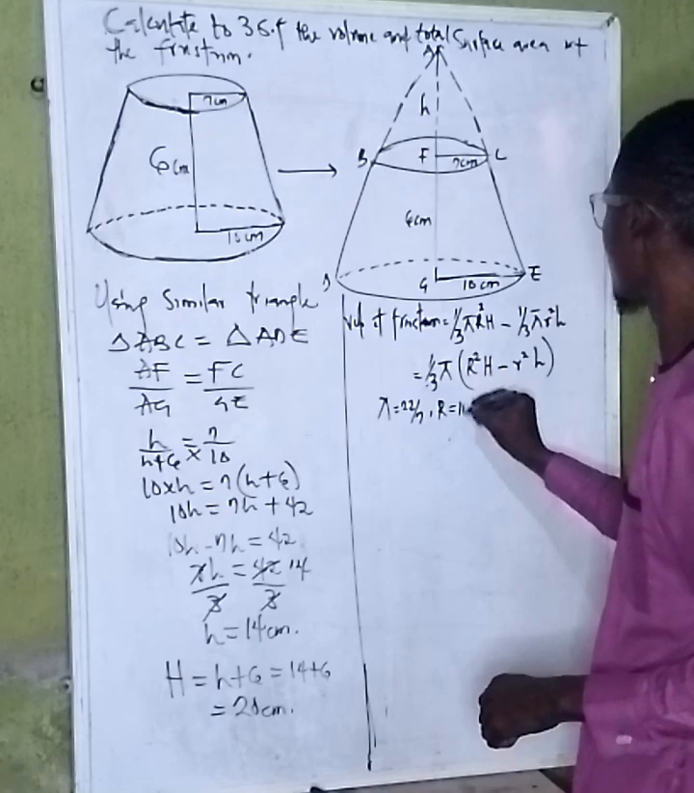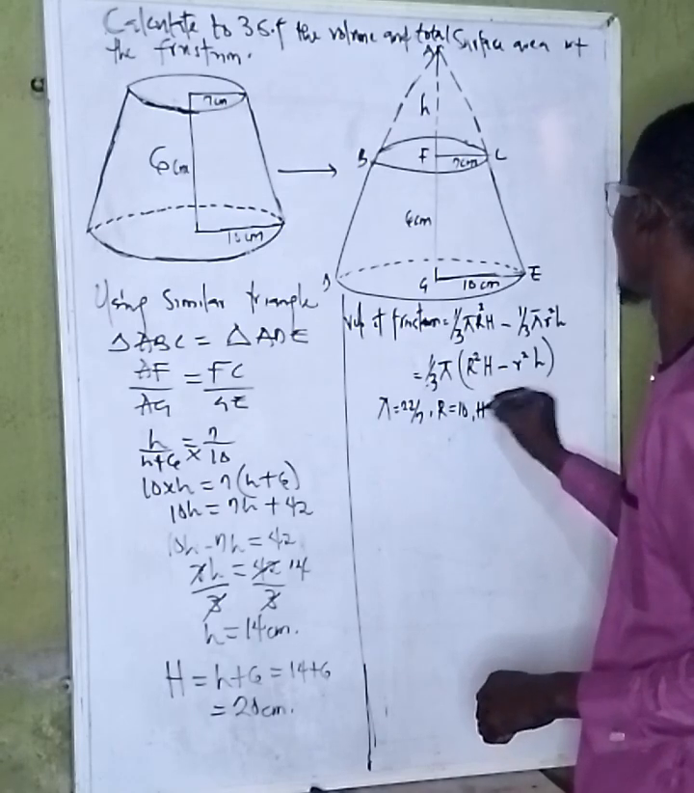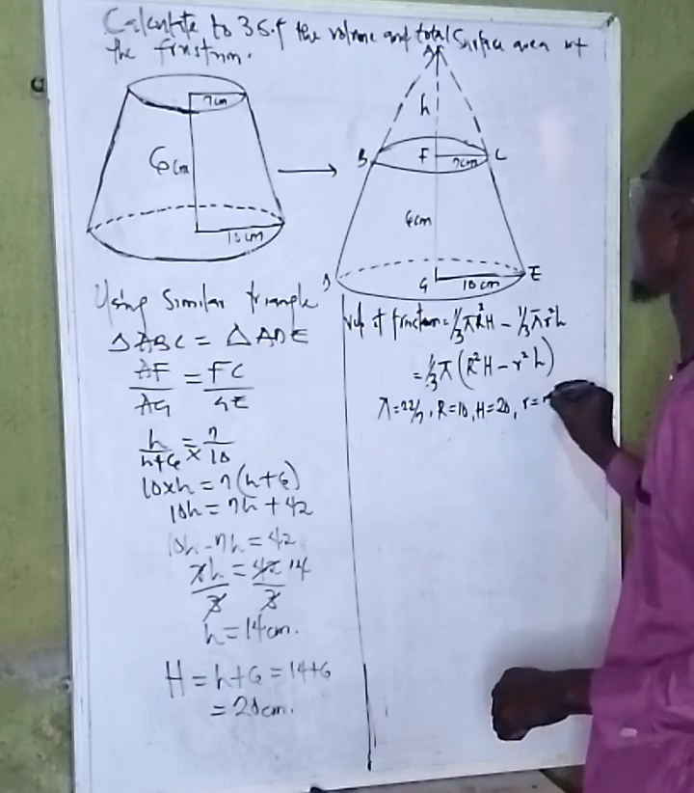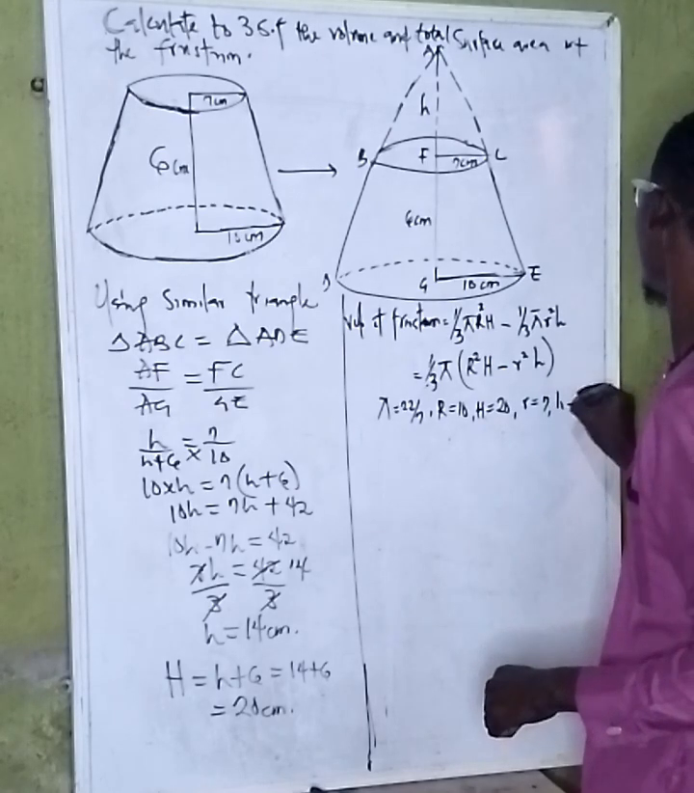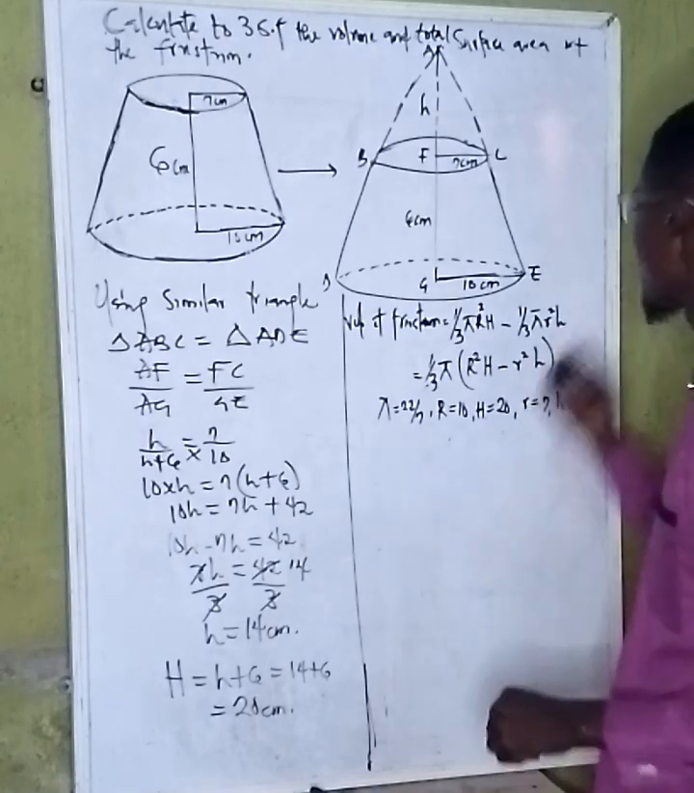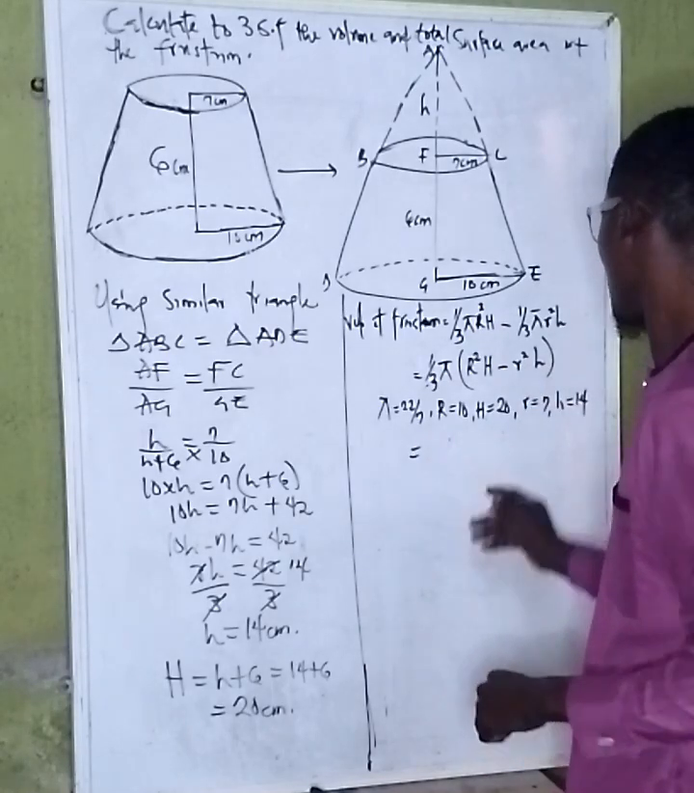Our bigger r is 10. Our bigger h is 20 centimeters. Our smaller r is 7, and our smaller h is 14. So now let's substitute this in our formula. We get the volume of our frustum.